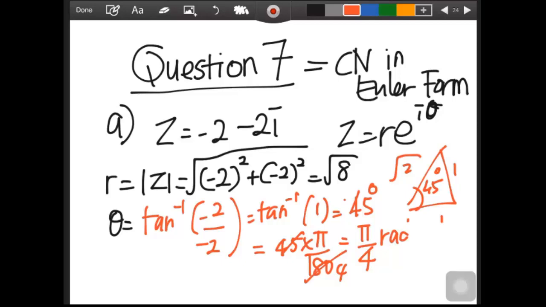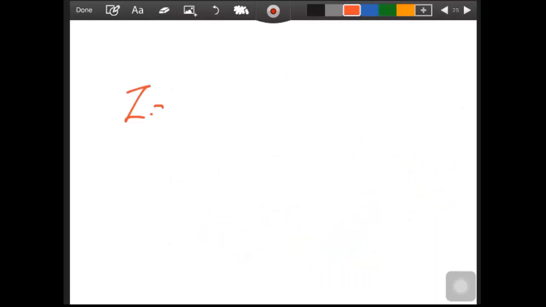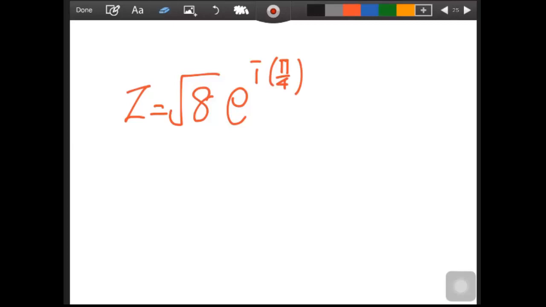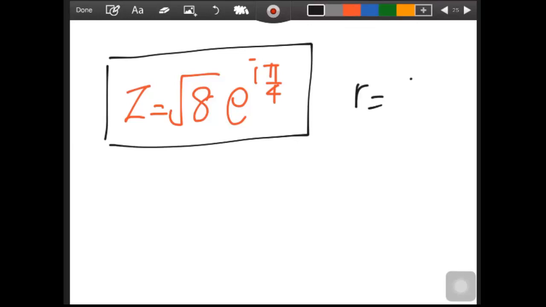So we have R is square root 8 lah. So Z equal to square root 8 exponential i pi over 4. Okay, kalau tak nak letak kurungan pun tak apa. So this is macam ni kita nak cari lah. So kita kena cari R dulu and then cari theta, tapi dalam bentuk radian. Okay, so you can try the rest of question 7.